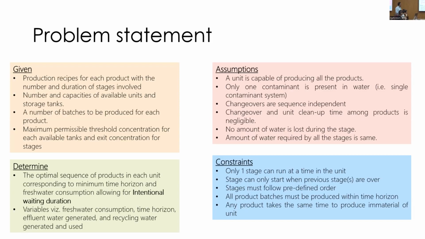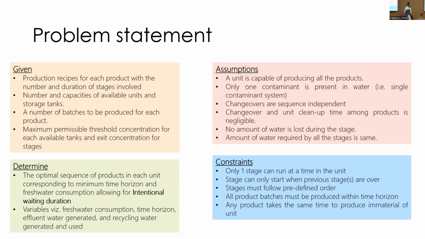And what do we do? We determine the optimal sequence of products in each unit, minimizing the time horizon, while introducing intentional waiting durations so that we minimize the freshwater consumption. So that's our goal. Of course, in this process, we will also determine the variables: freshwater consumption, time, effluent water generated, recycled water generated, etc.